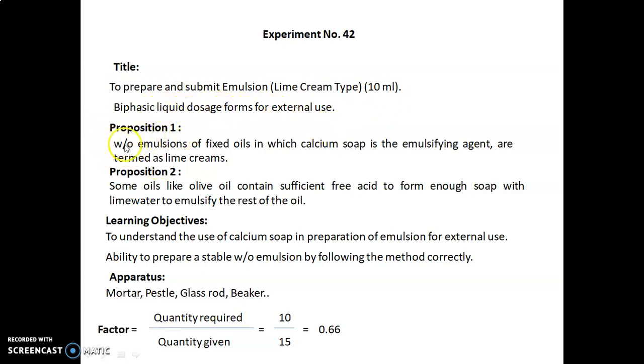Proposition 1 is W/O, that is water in oil. Water is the internal phase and oil acts as the external phase. W/O emulsions of fixed oils in which calcium soap is the emulsifying agent are termed lime creams.